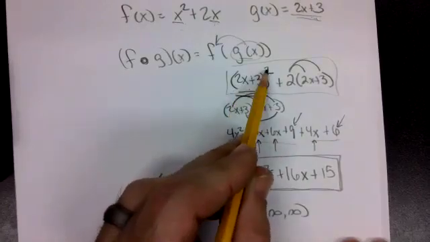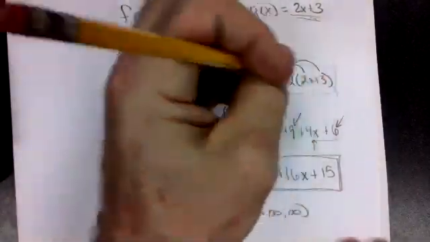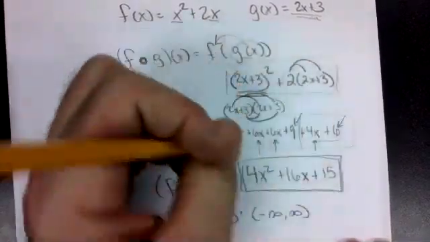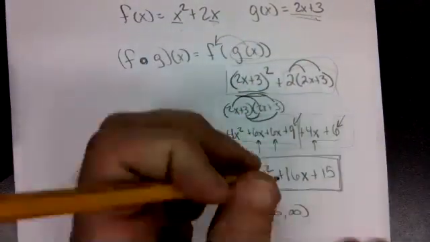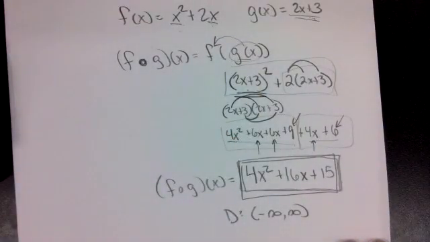So this 2x plus 3 squared became that piece. And again, the 2 times 2x plus 3 became that piece, and I had to see if there was anything I could put together. And then after it's all put together, basically that's kind of the best way to write it. Does that make sense?